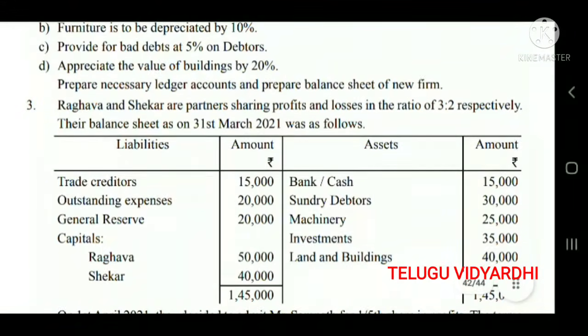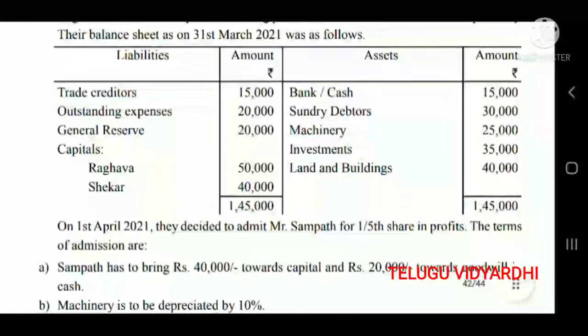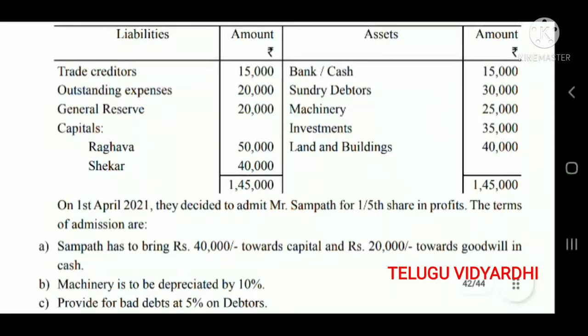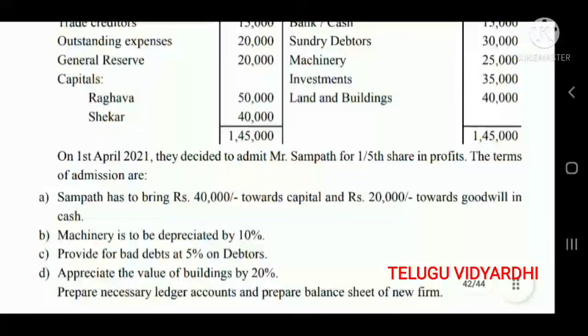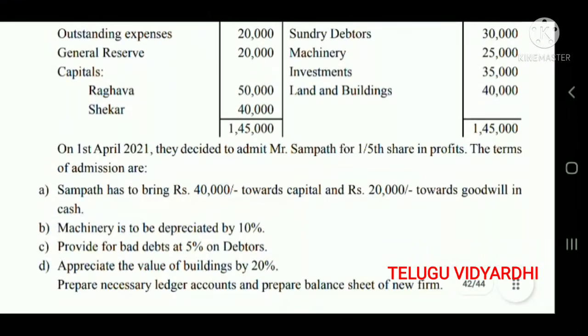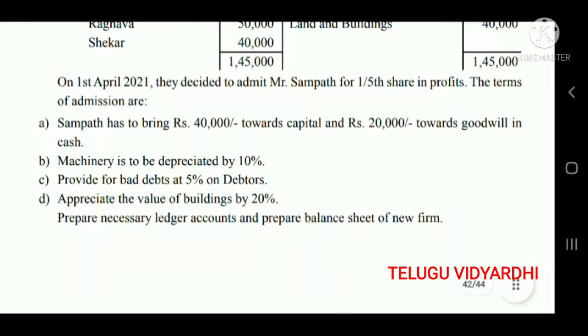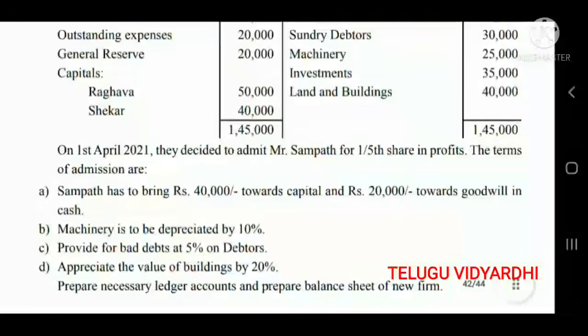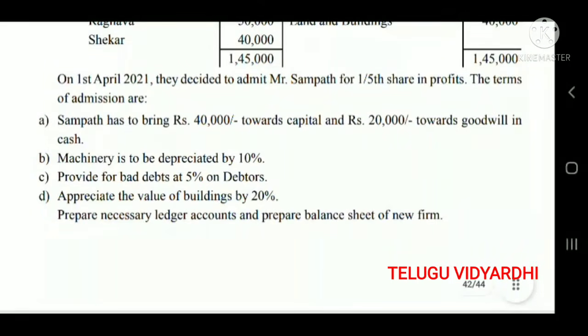Raghava and Shekhar are partners sharing profits and losses in the ratio of 3:2 respectively. Their balance sheet as on 31st March 2021 was as follows. Liabilities: creditors 15,000, outstanding expenses 20,000, general reserve 20,000, capitals Raghava 50,000, Shekhar 40,000. Bank 15,000, debtors 30,000, machinery 25,000, investment 35,000, land and building 40,000. On 1st April 2021, they decided to admit Mr. Sampath for 1/5 share in profits. The terms of admission are: Sampath has to bring 40,000 towards capital and 20,000 towards goodwill in cash.